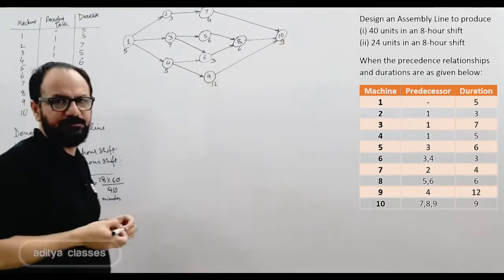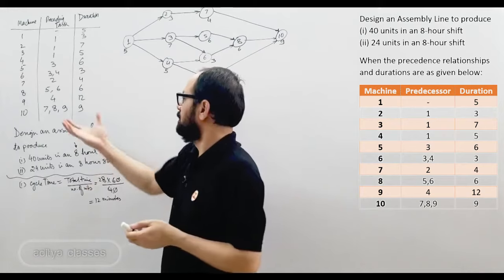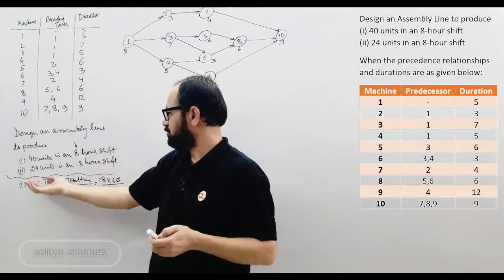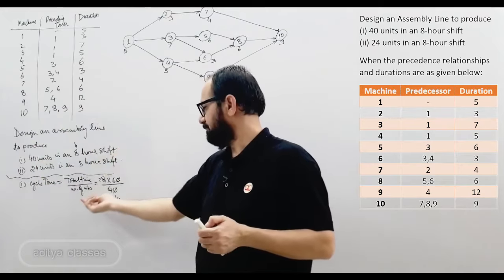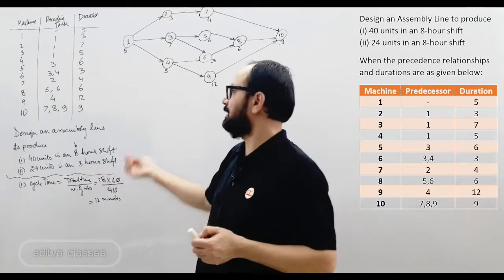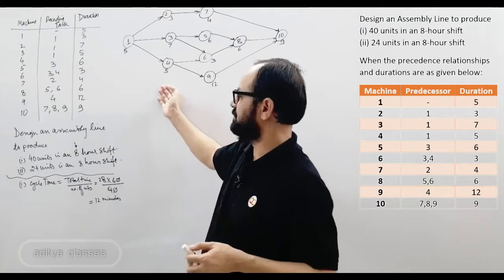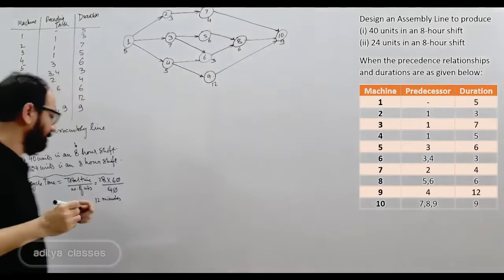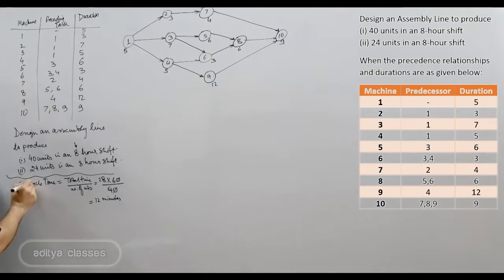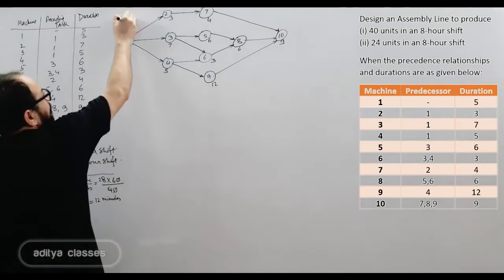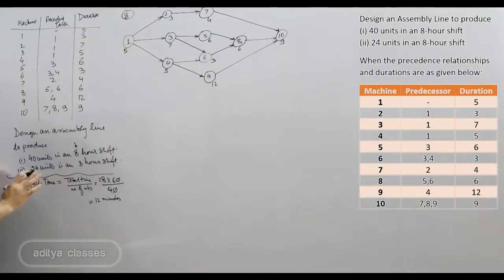This is how it goes. So we had our network. For the first question we needed 40 units in an 8-hour shift. So we found out our cycle time. Here is our network of relationships. Now the second step. We are doing the first question. We found out the cycle time. We constructed the network for it.